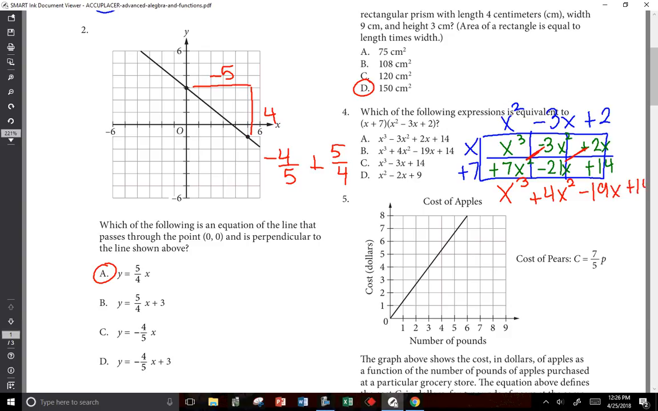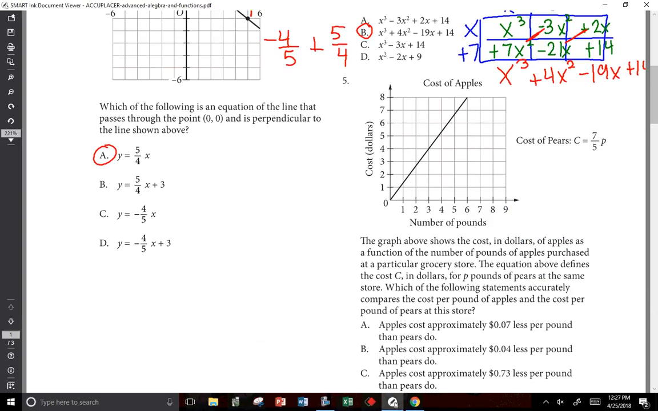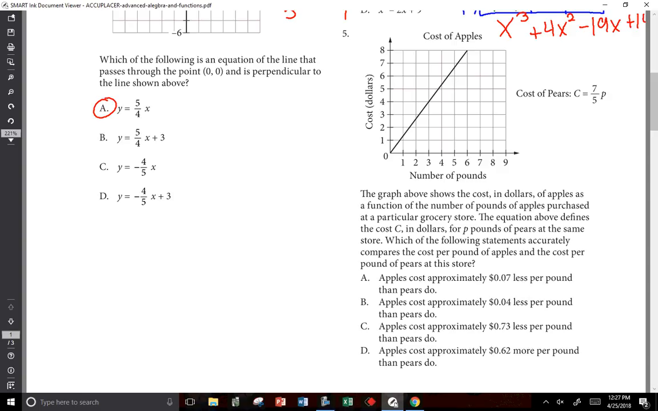On number 5, we have the cost of apples given to us by the graph, and then we have the cost of pears is just an equation. C equals 7/5 P. The graph above shows the cost in dollars of apples as a function of the number of pounds of apples purchased at a particular grocery store. The equation above defines the cost C in dollars for P pounds of pears at the same store. Which of the following statements accurately compares the cost per pound of apples and the cost per pound of pears at the store? What would y'all do on this problem?